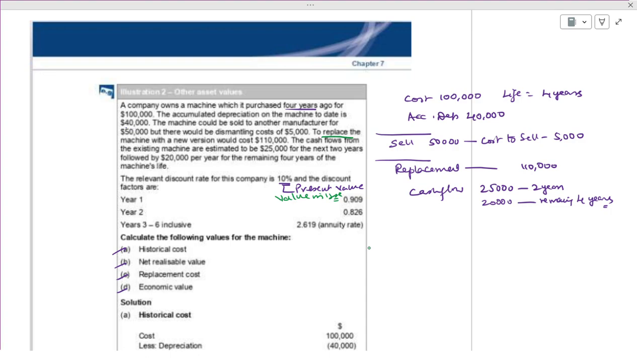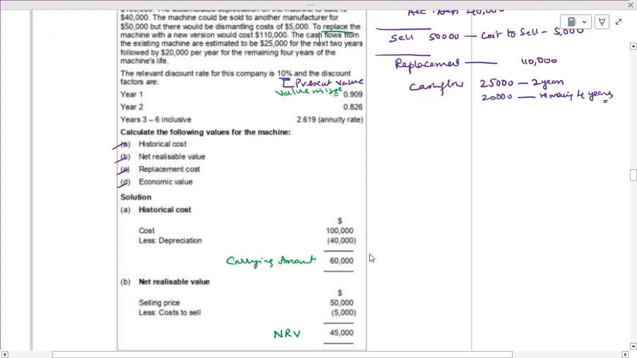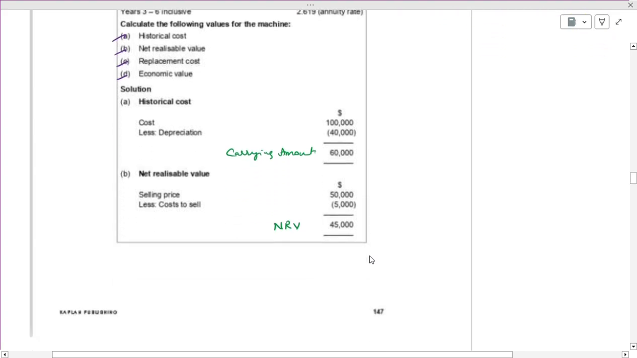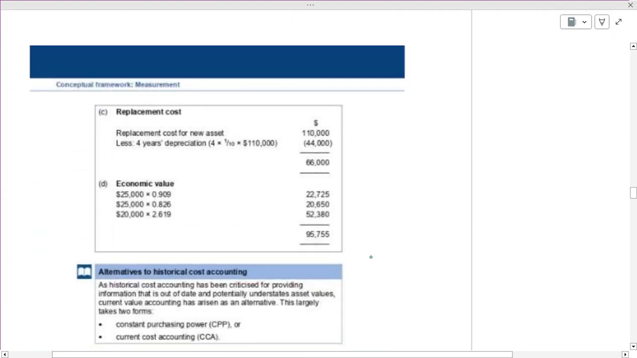To replace the machine with a new version would cost this. The accumulated depreciation to date is 40,000. It was purchased 4 years ago. What is the life of the machine? The machine has been sold to another for 50,000. What they have mentioned is 1 by 10, 4 into 1 by 10, 4 years. How much will you get? Just calculate it fast.